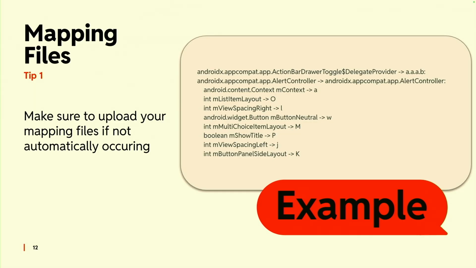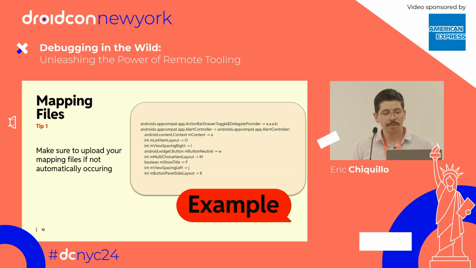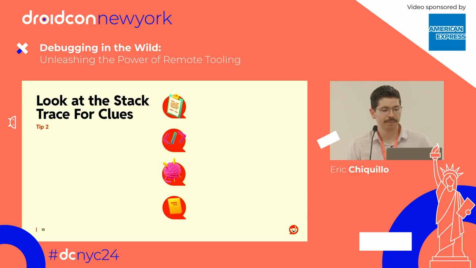And what a mapping file is is on the right. I took this off developer.google.com. When you run R8, it will obfuscate your code, and so it will turn androidx appcompat ActionBarDrawer into a.a.a.b, and there are a couple other ones. So if you don't upload your mapping file, your stack trace is not going to be very helpful. There's going to be a bunch of letters and numbers, which isn't very effective. Hopefully you still have the mapping file so you can figure it out, but it would take a lot longer. So if you're not uploading it, I recommend you start uploading it.